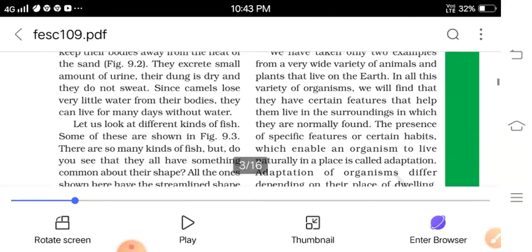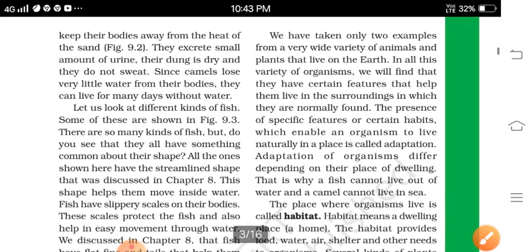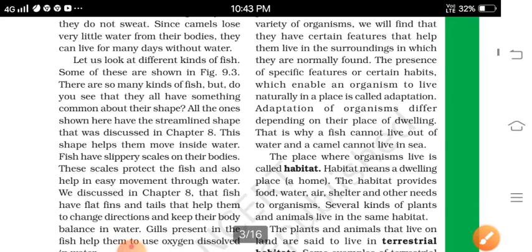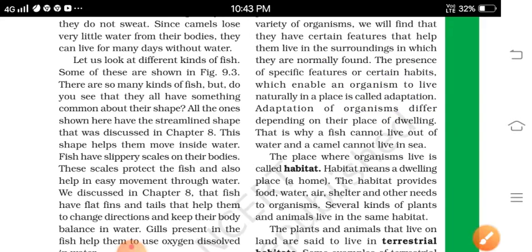Now we have taken only two examples, but there is a wide variety of animals and plants that live on earth. In all these organisms, we find certain features that help them live in the surroundings in which they are normally found. The presence of these specific features or certain habits which enables an organism to live naturally in a place is called adaptation.